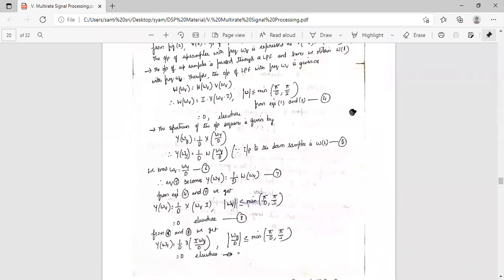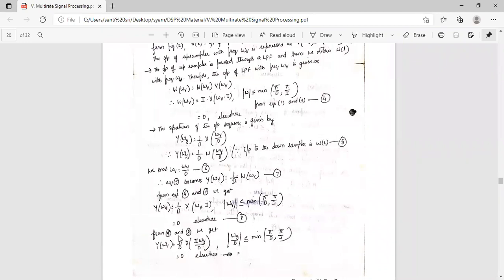So from equations 4 and 7 we get Y of omega v is equal to 1 by D into X of omega v comma I. Here mod omega v is less than or equal to minimum of pi by D and pi by I, and it is 0 elsewhere. This is equation number 8.